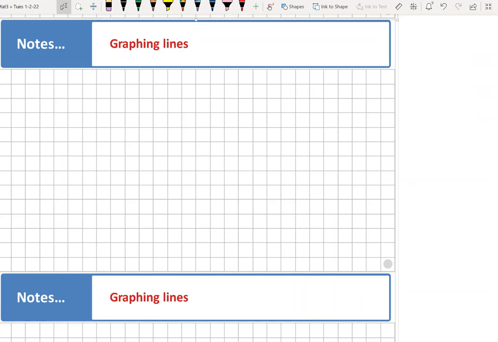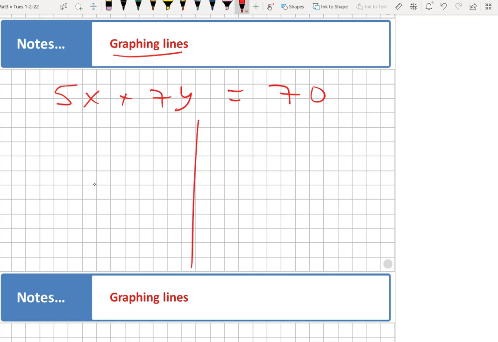Okay, welcome. So today in class we looked at 4 specific situations where you tackle graphing lines differently. One of them was the intercept form, the one you're probably going to see the most, which is questions like this: 5x plus 7y equals 70. With this, you will find the intercepts on the x and the y axis.